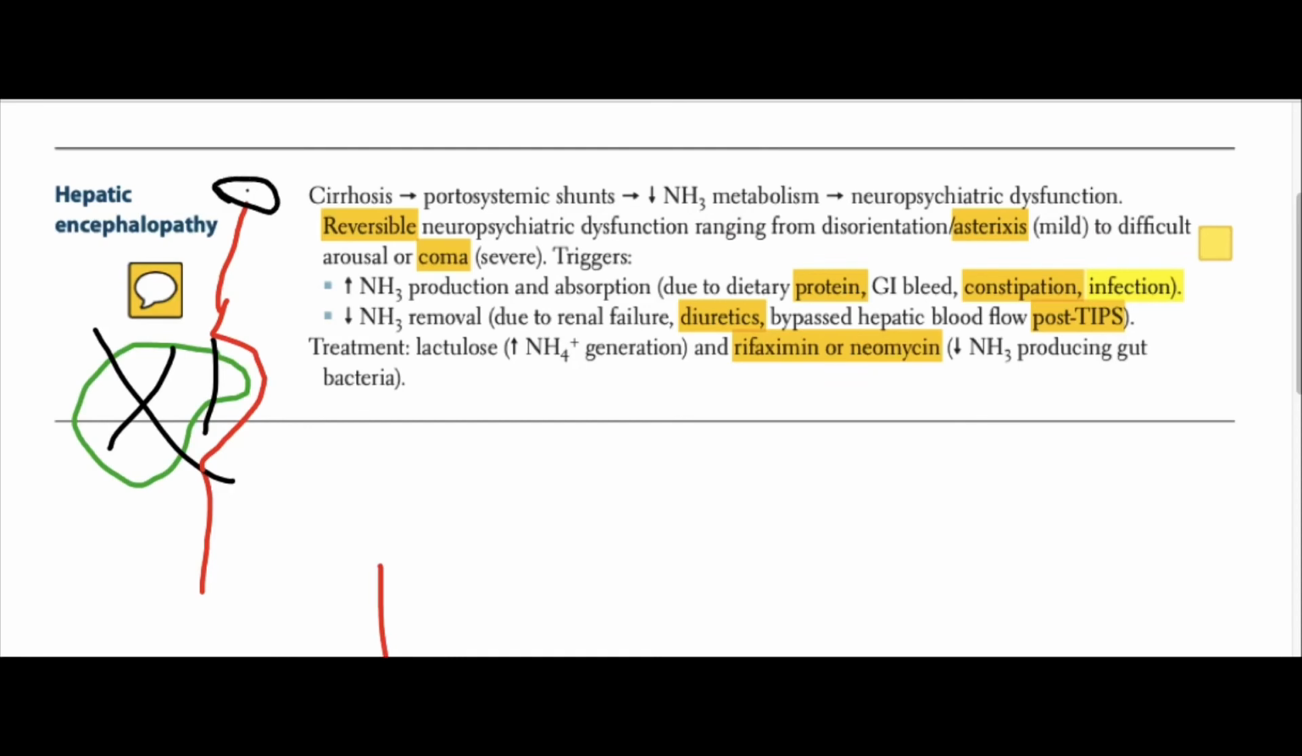This blood-brain barrier is made up of the astrocytes. There are some products that can cross this blood-brain barrier when they are high in amount. So when these products, and ammonia is one of them, cross the blood-brain barrier, they eventually enter the brain and disrupt the function of the brain. So when neuropsychiatric dysfunction occurs, that means the blood-brain barrier is crossed and the ammonia has entered.